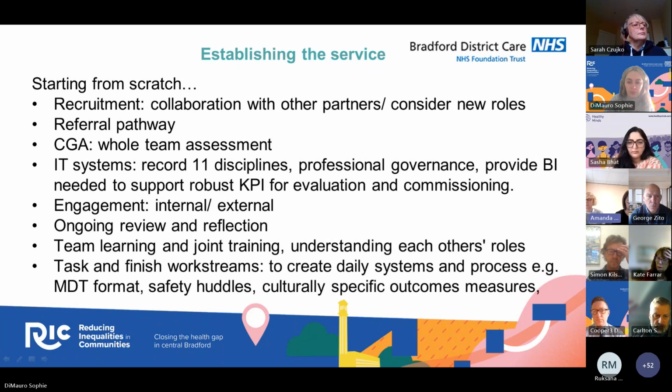Using our business intelligence, we make sure that we are collating information that supports our evaluation and that we're meeting our key performance indicators with the commissioning. We do engagement both internally within BDCT and externally to very many different organisations and factors.